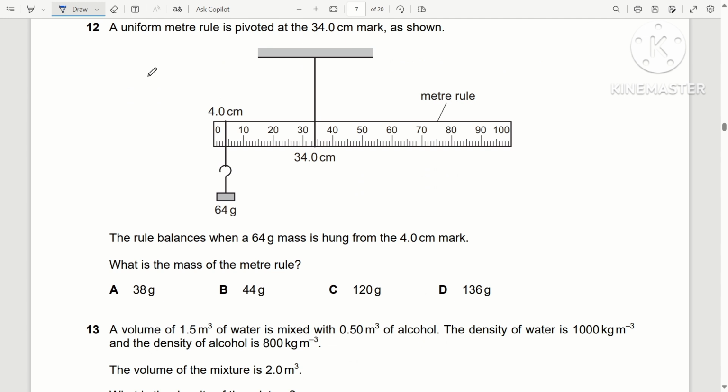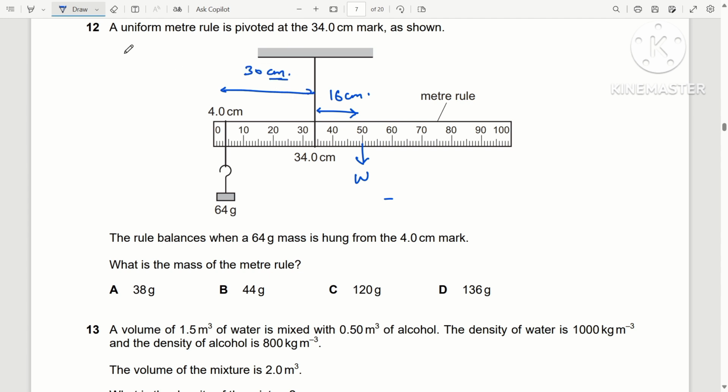12th question. A uniform meter rule is pivoted at the 34 centimeter mark. The rule balances when a 64 gram mass is hung from the 4 centimeter mark. What is the mass of the rule? Now we know that if it is a uniform meter rule, its weight will be acting at its center. So this is the point where its weight W will act. So the distance between the line of action of force and the center of gravity will be 50 minus 34, that is 16 centimeter. And this distance will be equal to 30 centimeter.